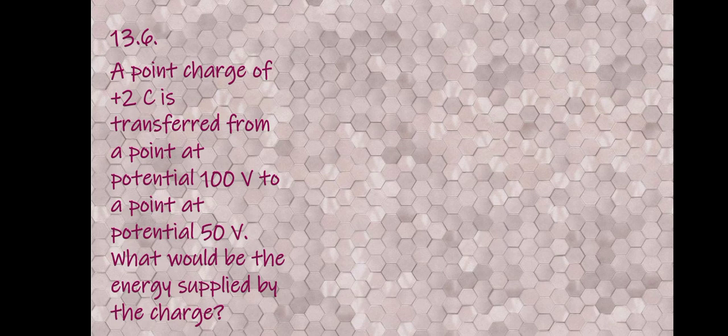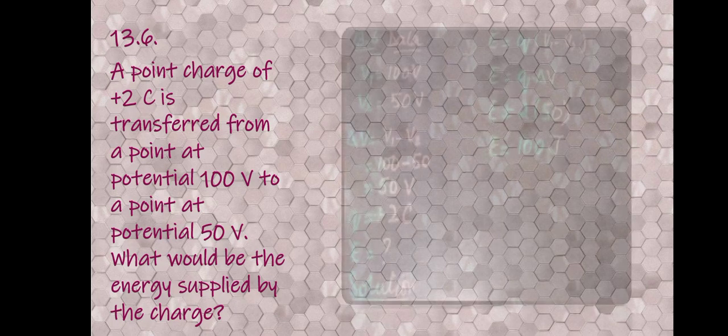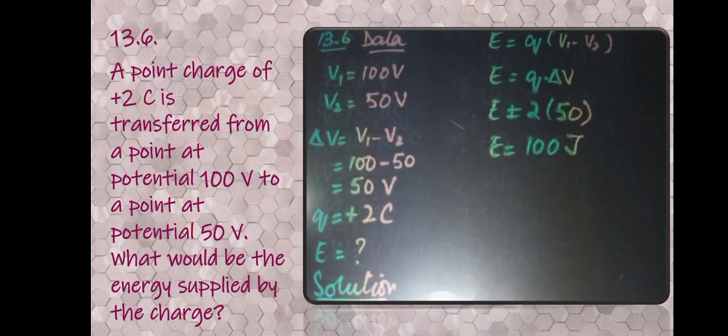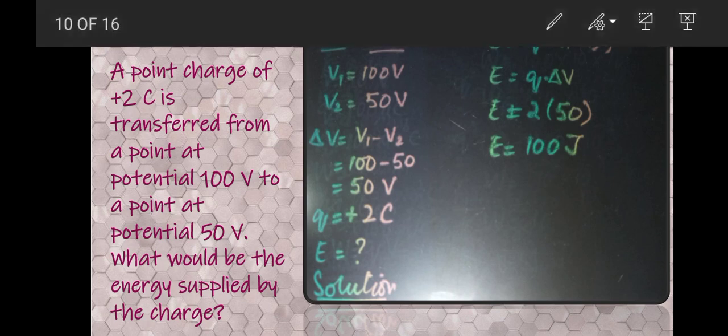This is the case of potential difference. You have to find out actually the potential difference present between these two. The potential difference will be the difference between these 2 points, and you have to find out the energy supplied by the charge, by moving between these 2 points. V1 is 100 volts, V2 is 50 volts. We have to take V1 for the point at higher potential, and V2 for the point at lower potential. Delta is the symbol used for change.